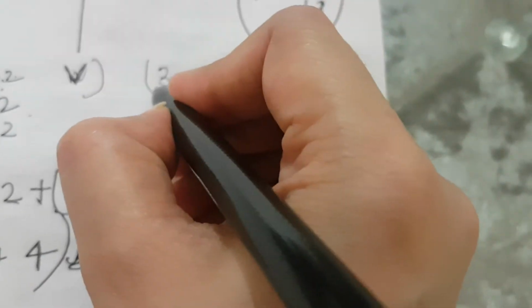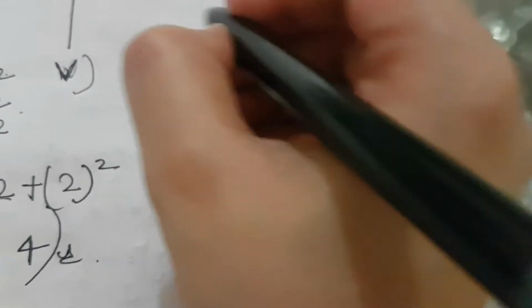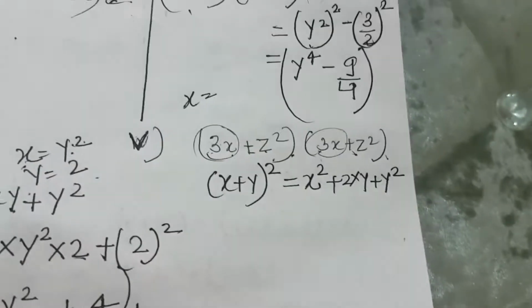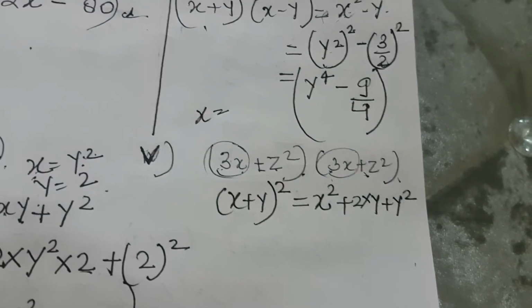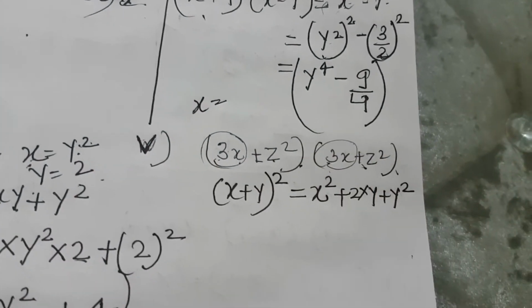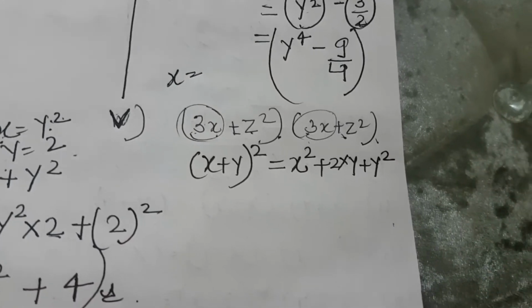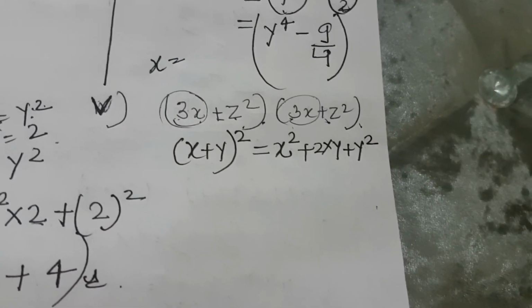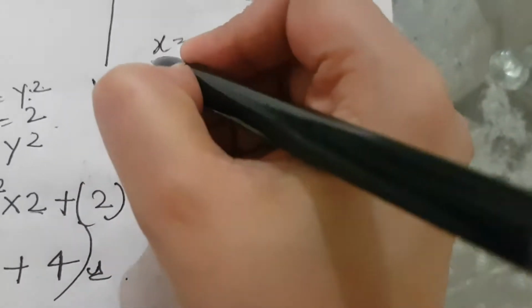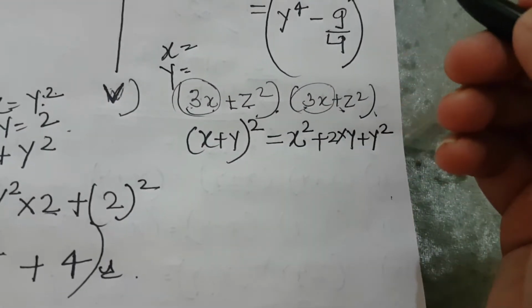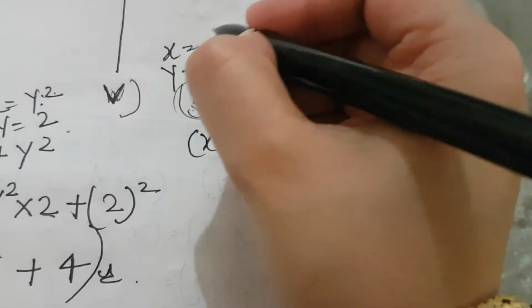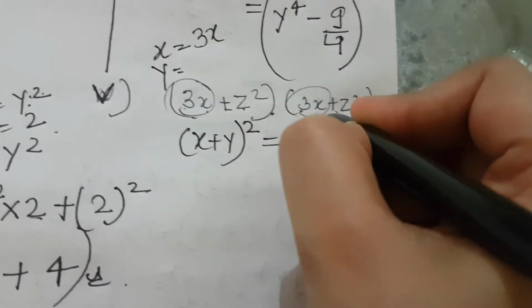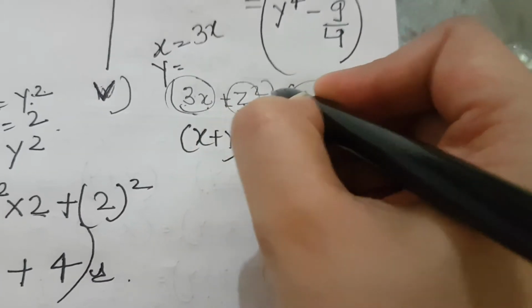So what is the value of x? This 3x. So what is the value of x? Why am I writing the value of x and y? So that you should not be confused. If you cannot keep the values directly, you can write the values of x and y. So what is the value of x according to the question? 3x. And y value is z square.